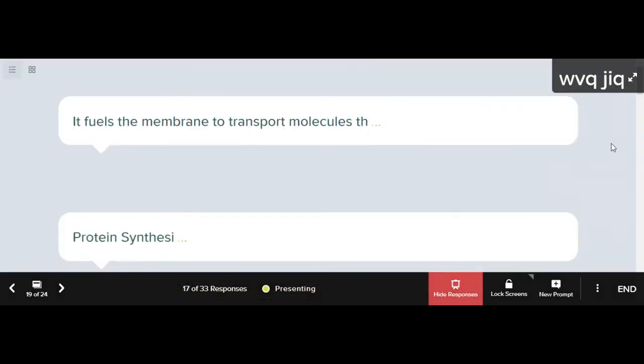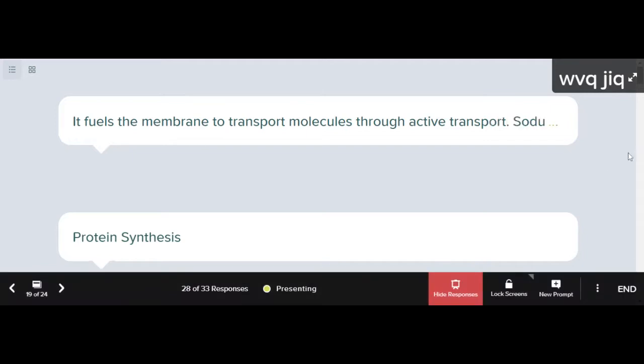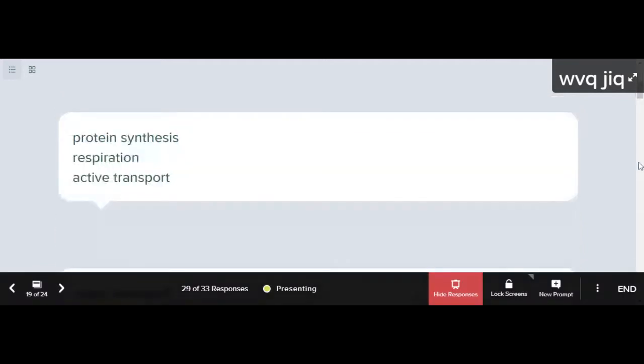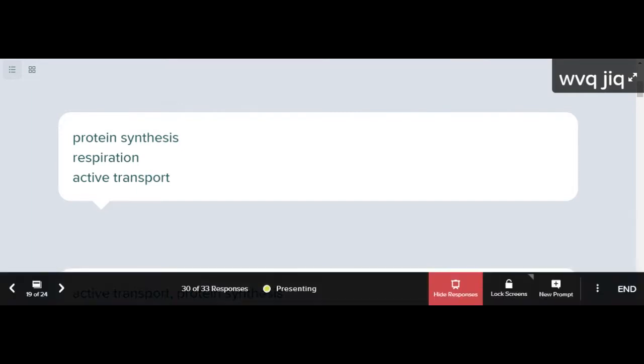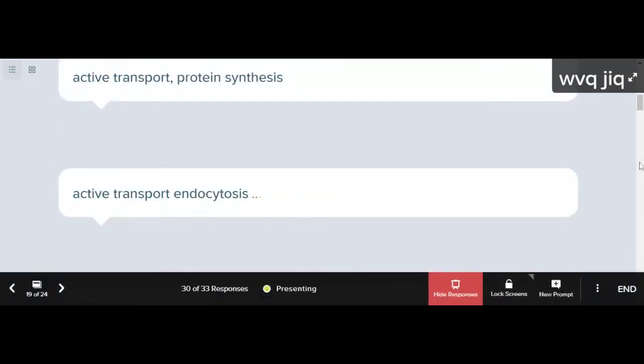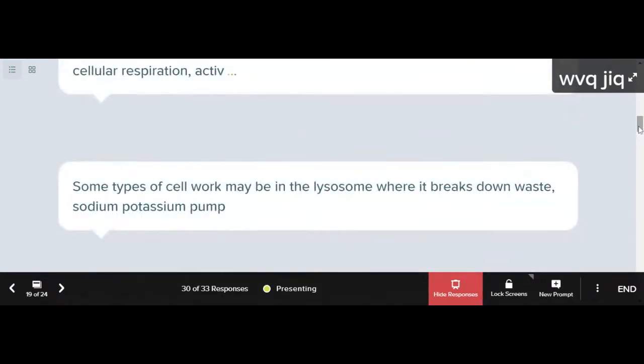Okay, you're coming up with membrane transport, right? So sodium potassium pump. Remember that when we talked about nerve function? Protein synthesis is another one. Very good. Respiration, the first parts of respiration, yes, but most of respiration doesn't use ATP, it actually creates it. Active transport, very good one, yes. Endocytosis, very much so, yes, needs ATP.